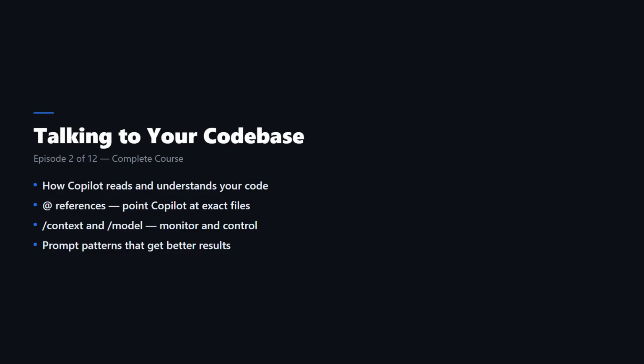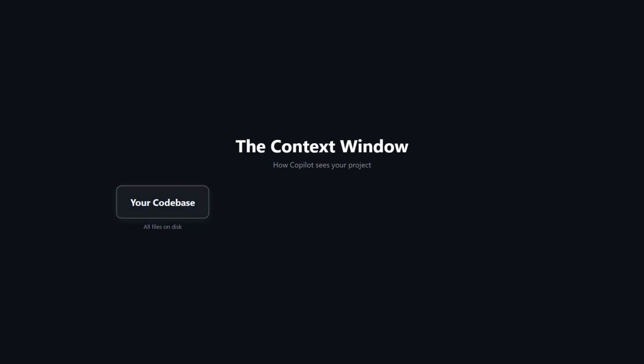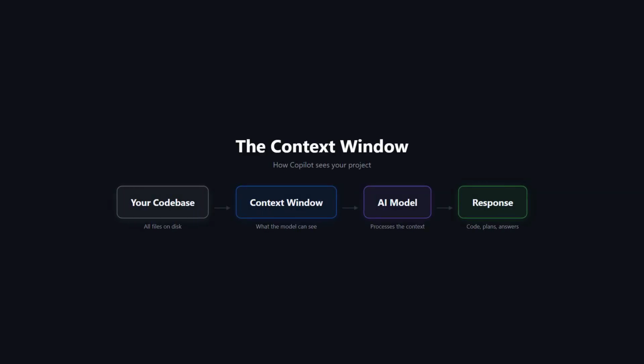By the end of this episode, you'll know how to have a productive conversation with Copilot. And we'll build the Task CRUD API to prove it. Here's the key concept. Your codebase might be thousands of files, but the AI model can only see a limited window at a time, the context window. Copilot automatically decides which files are relevant to your question and loads them into context. But you can also manually tell it exactly which files to look at. That's where references come in.